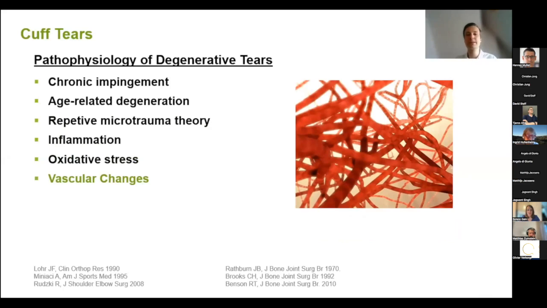Regarding vascular changes, some controversies exist. The traditional belief was that a hypovascular zone exists around the insertion, which would make the area more prone to tears. However, histological data show in the majority of studies hypervascular tissue around the cuff tear site.